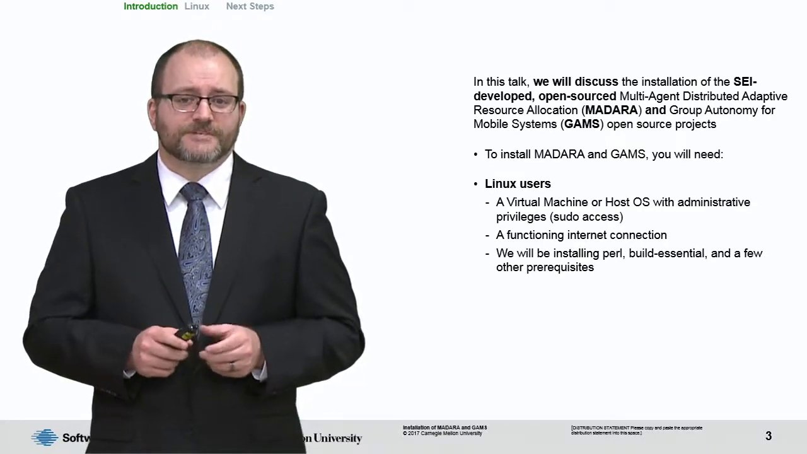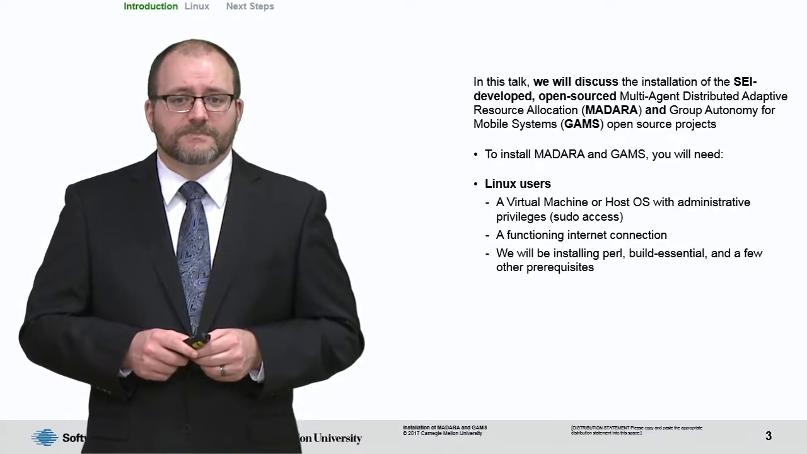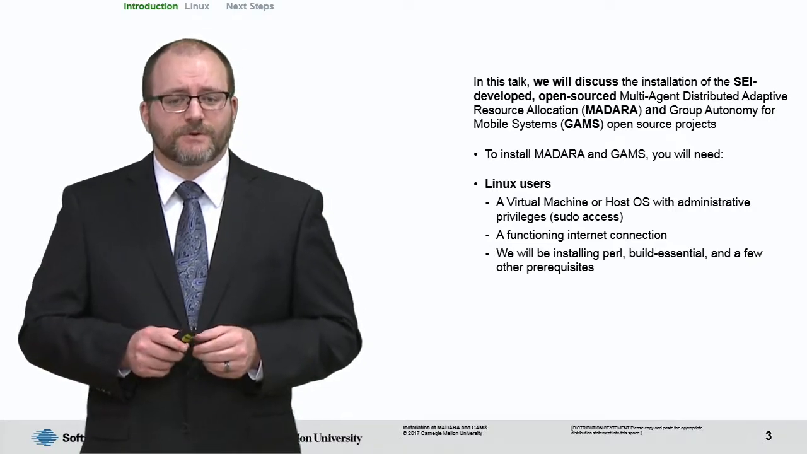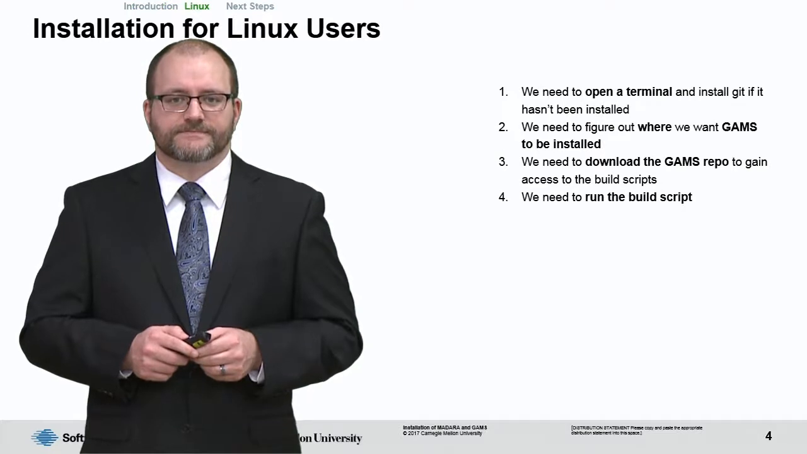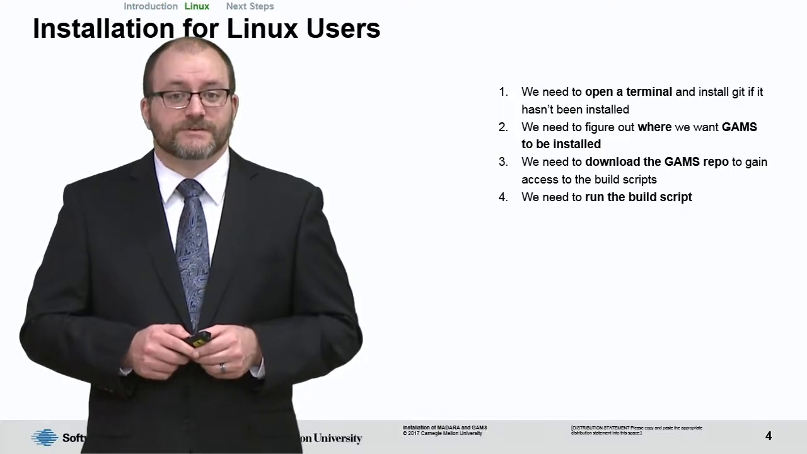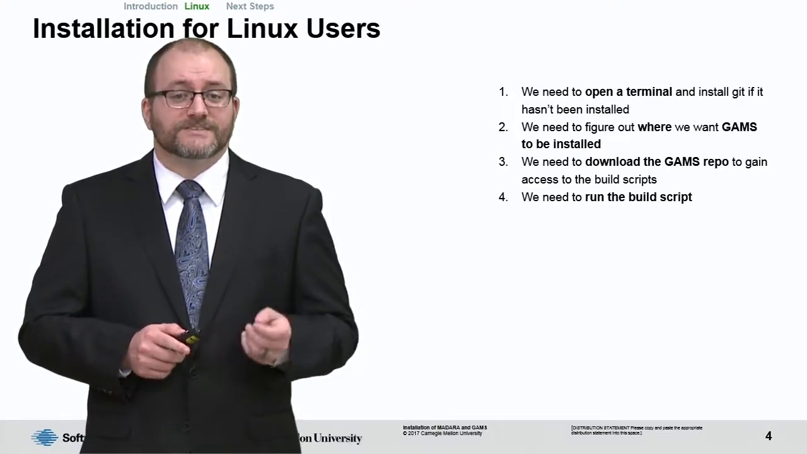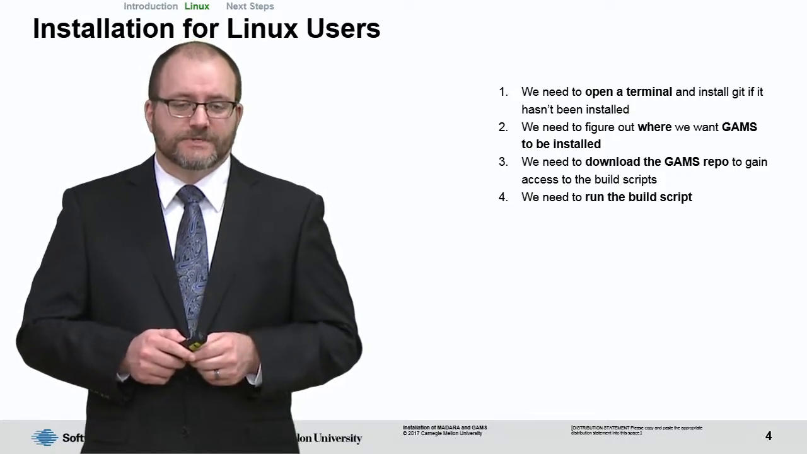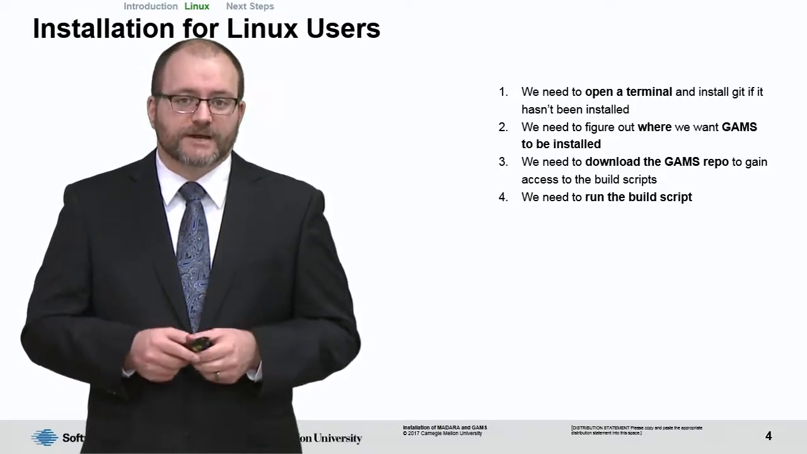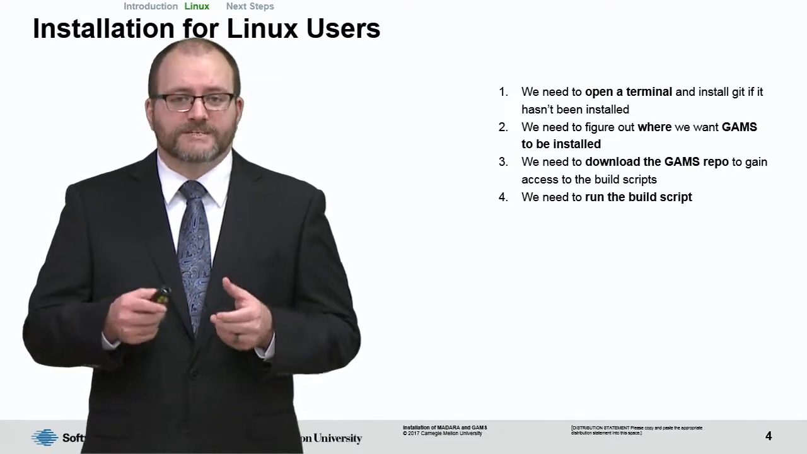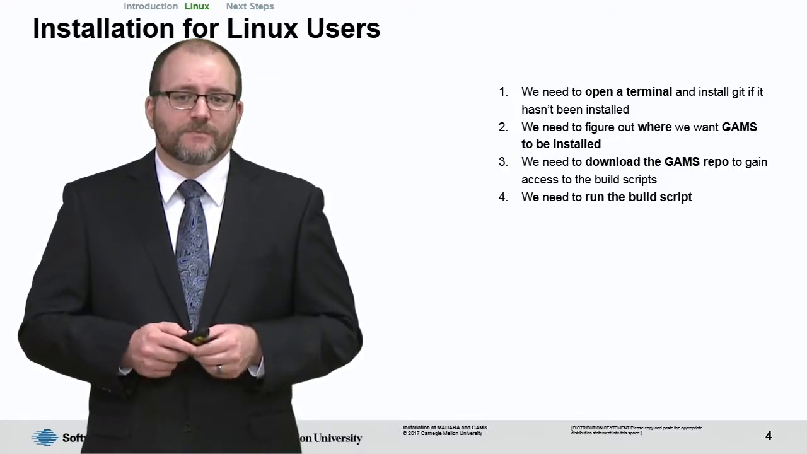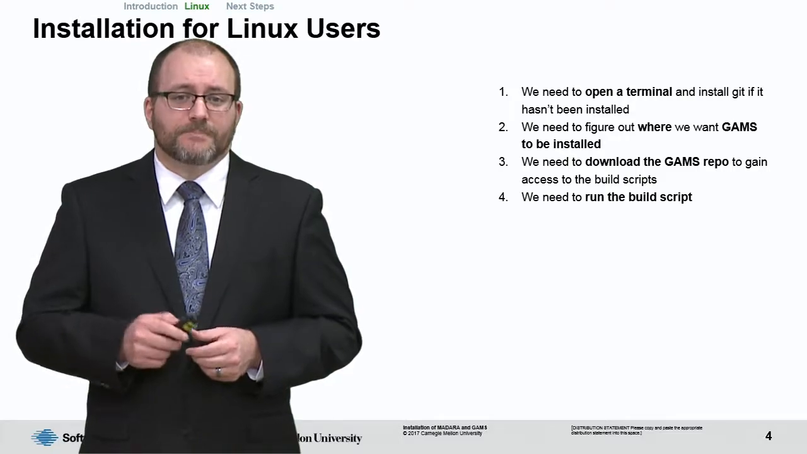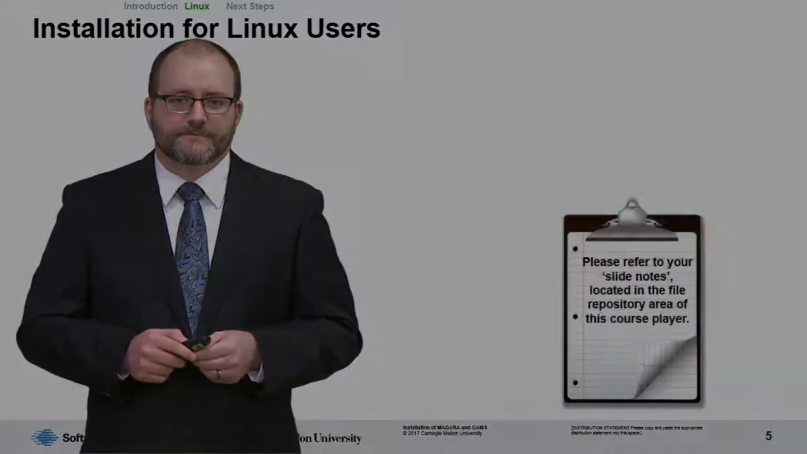on it, a functioning internet connection, and you'll need to be installing Perl, Build Essential, and a few other prerequisites before we get started. So first things first, you're going to need to open up a terminal. We're going to need to install Git, and then we're going to need to figure out where you want GAMS to be installed, usually in your home directory, maybe in a projects directory, so maybe home projects GAMS. Then we need to download the GAMS repo, and we need to run a build script. We're going to walk you through that now.